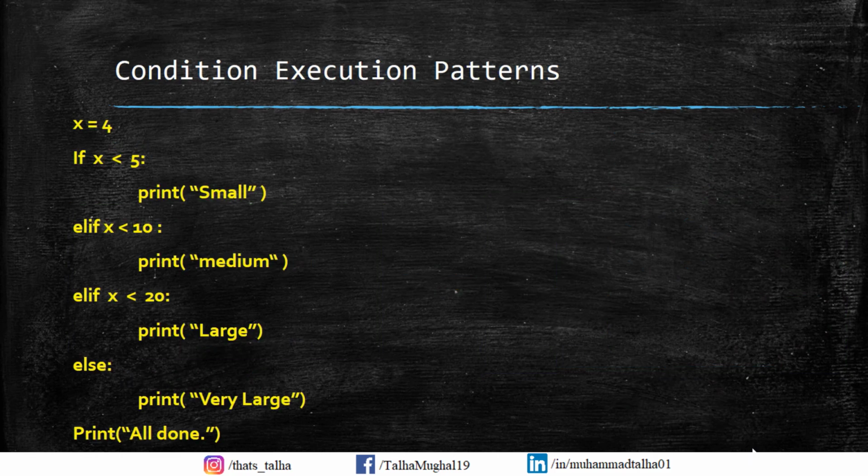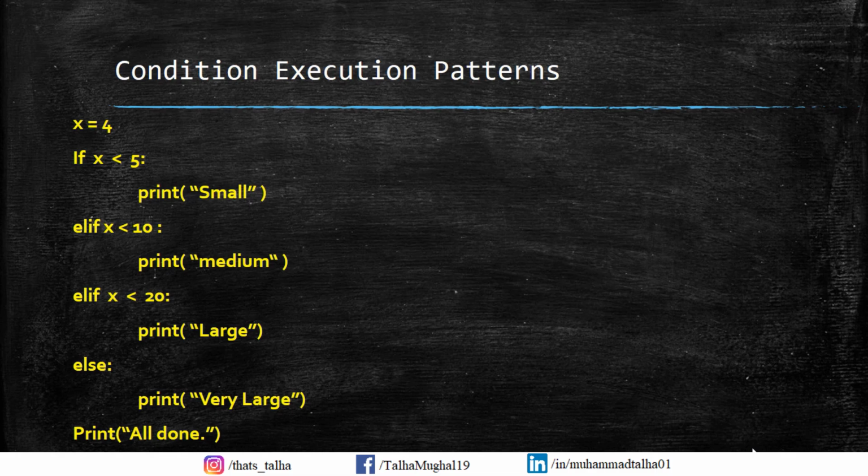Let's have a look at another execution pattern, which we can also call a multiple conditional execution pattern. Now at the very start, I have again assigned the value of 4 to the variable x, and in the next line I have defined a condition which is x is less than 5, and at the end of this condition I have added a colon, and at the next line there is a certain amount of spaces before our print statement, which is actually called indentation.